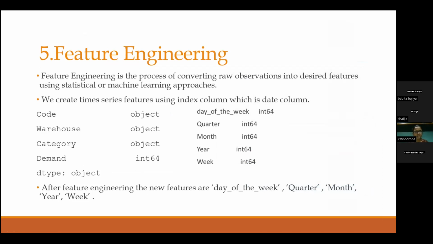So now in the dataset, the most important column is the date, because the demand or the orders are more dependent on time. So that's why we have taken the date column as the index value, and we have to extract the features from the date column. So here I have extracted the features like day of the week, quarter, month, year and week from the date column. So these features will be the appropriate features for predicting the target variable.